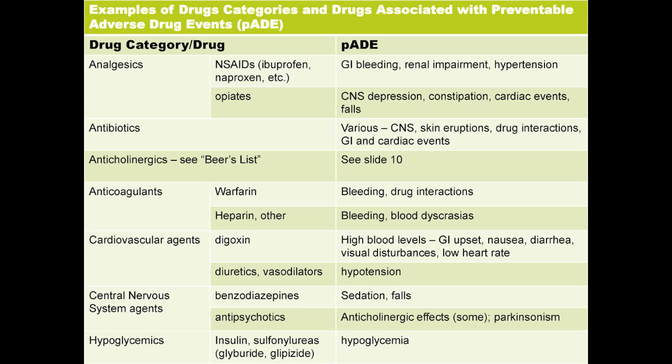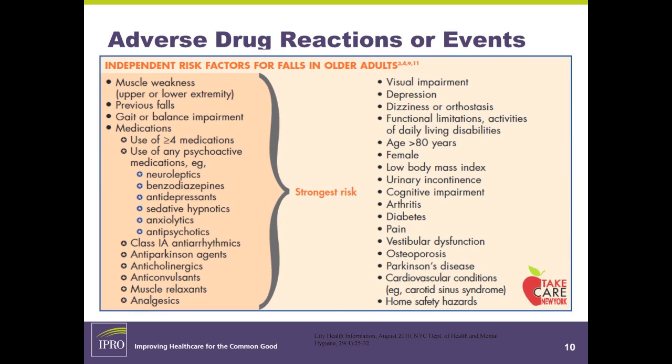NSAIDs should be avoided in the elderly. They worsen renal function, they cause salt and water retention, they increase blood pressure, they can exacerbate heart failure, so they're a real problem too. And then I added this, adverse drug reactions or events, and you'll see here the independent risk factors for falls in older adults. Look at this whole list here, these are medications. And this is also part of your strongest risk. So that's why we look at medications as the root cause first.